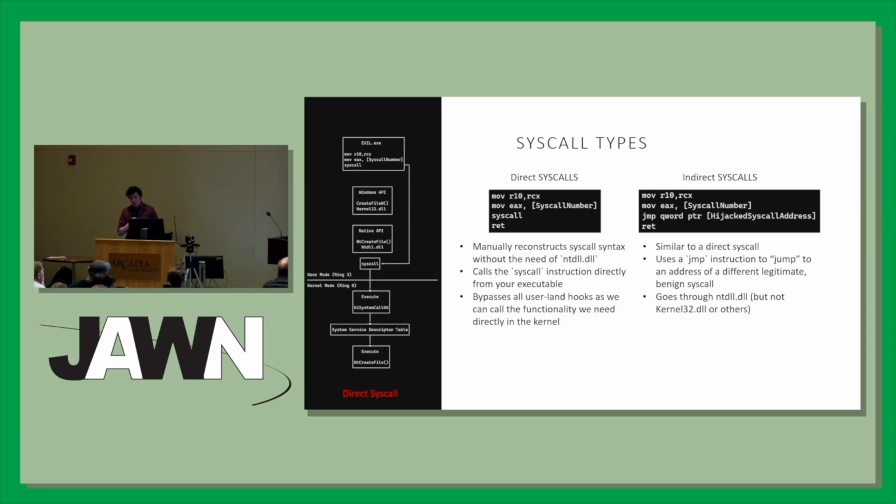Indirect syscalls are built in a similar way, but instead of having a syscall instruction, it's a jump instruction where you jump the execution flow from your syscall that you would have normally allotted to a different syscall, but more importantly, a legitimate benign syscall. So when EDRs see that, they just go, oh, he's calling, I don't know, get process info, something like that. This is really the key part here, is that it goes through ntdll.dll, but not kernel32.dll or any of the other intermediary DLLs. It makes it a little bit more stealthy. It looks a little bit more legit, but it does fall short sometimes on stack tracing EDRs.